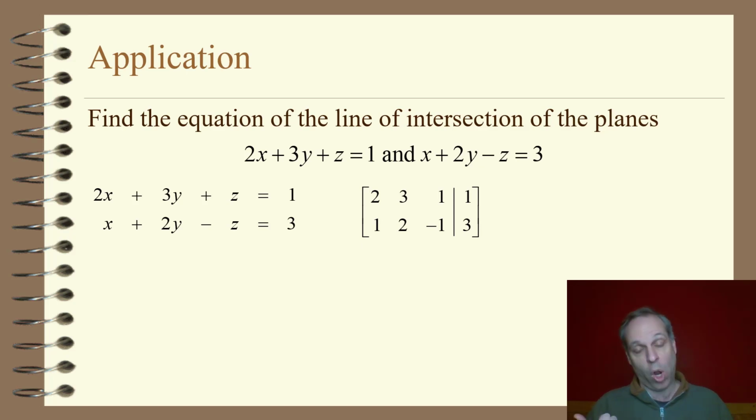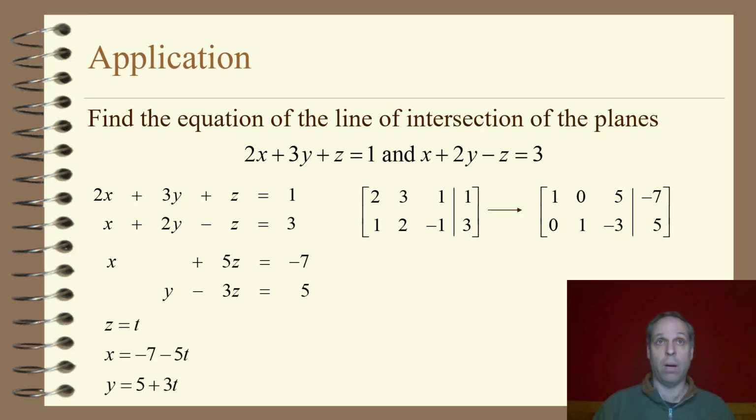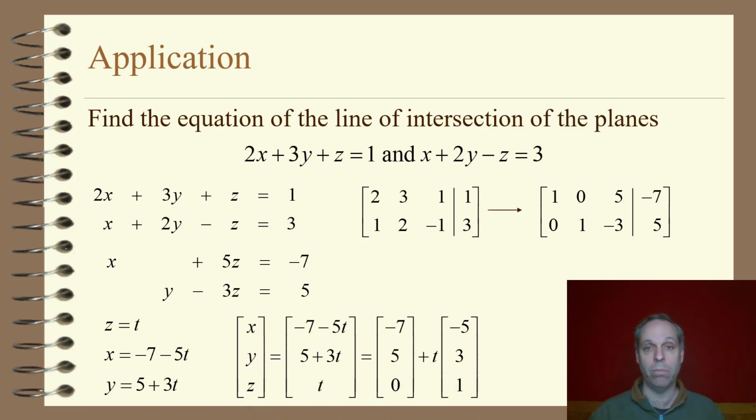I'll write it as an augmented matrix and row reduce it right away to get its row reduced echelon form. From here, we go back to our system, and I notice that z is a free variable and x and y are our leading variables. So we'll say z is our free variable t, and solve x and y in terms of that parameter. I'll then write it in vector form, and that's literally the vector form of a line.